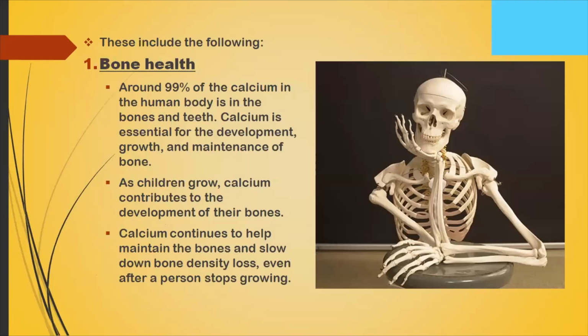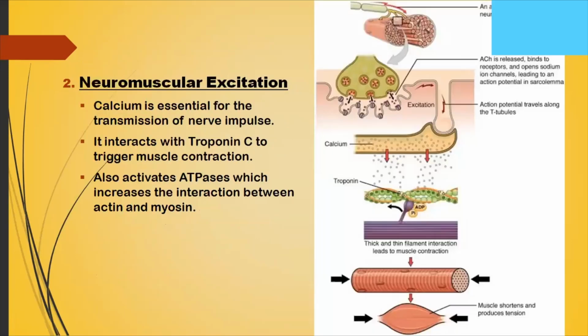As children grow, calcium contributes to development of their bones. Calcium continues to help maintain the bones, slowing down loss of bone density. In case of neuromuscular excitation, it is used. It interacts with troponin C to trigger muscle contraction. It activates ATPases, which increase the interaction between actin and myosin.